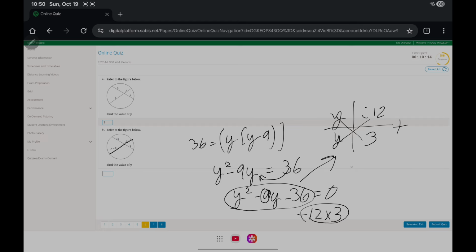So we need to find the value of y that is applicable. So we use 12. So we have this as y minus 12, y plus 3. If you plug in 3 in this equation, 3 minus 9 just gives us negative 6, and here it doesn't satisfy. So if you put 12, 12 minus 9 gives us 3, and y equals 12. 3 into 12 is 36. So the acceptable value is 12.